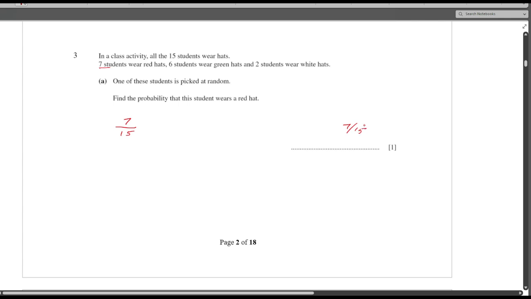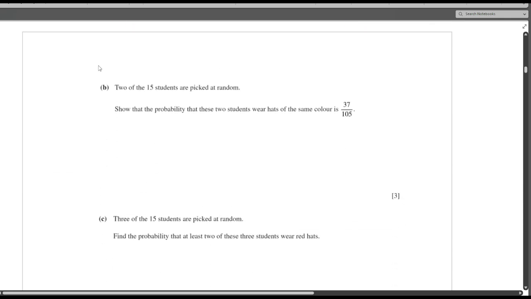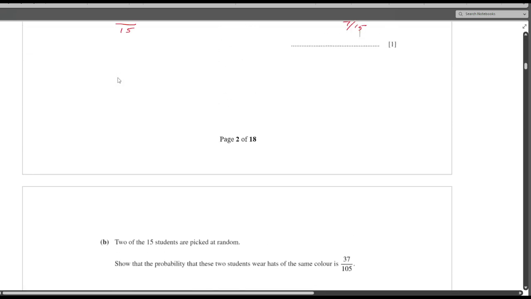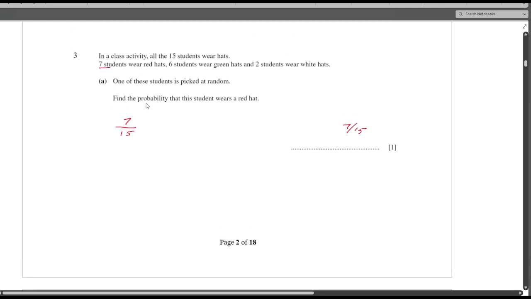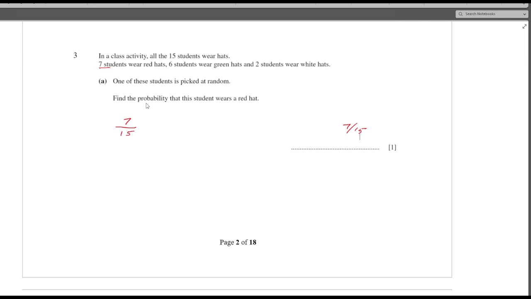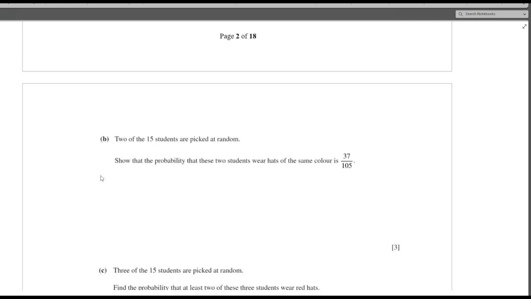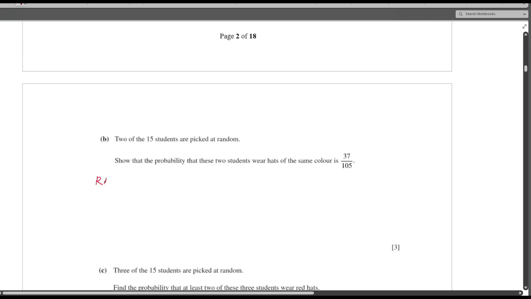So the first part is very simple. Now the second part: 2 of the 15 students are picked at random. Show that the probability that these 2 students wear hats of the same color. Now hats of the same color means either both are wearing a red hat, or both are wearing a green hat, or both are wearing a white hat. So you have both wearing red, or both wearing green, or both wearing white.